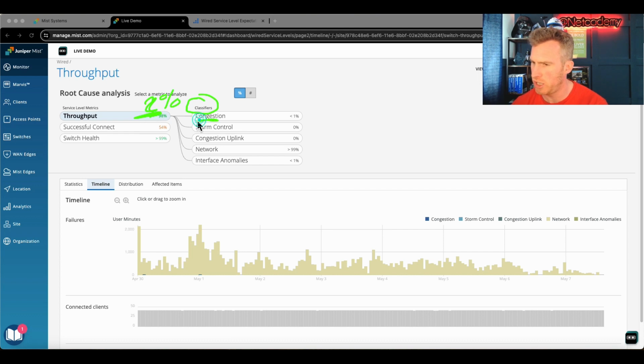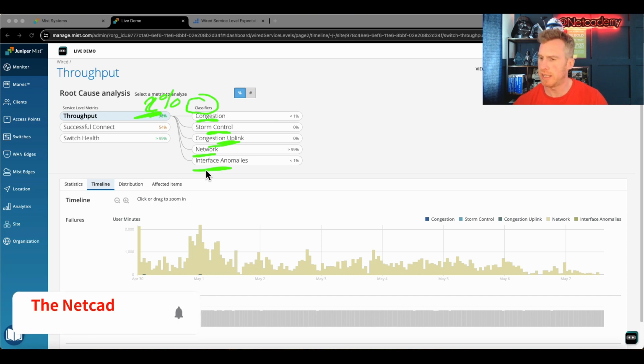Was it due to congestion on that egress, on that output interface? Was it due to storm control, an increase of broadcast, unknown unicast and multicast traffic? Was there congestion on the uplink? Were there network issues in terms of jitter and latency? Or were there interface anomalies, MTU, cable issues, or even auto-negotiation failures?